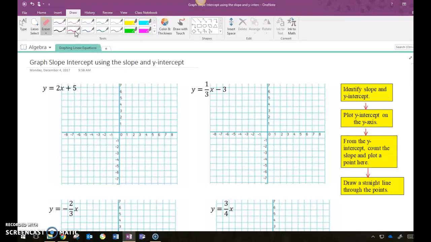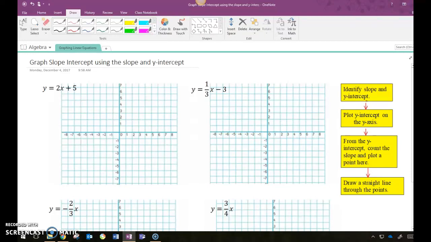Boyd. In this video, we want to take a look at graphing equations that are in slope-intercept form by using the slope and the y-intercept. And we're also going to review and look at graphing equations that are written in standard form. So let's get started. So our first example is y equals 2x plus 5.